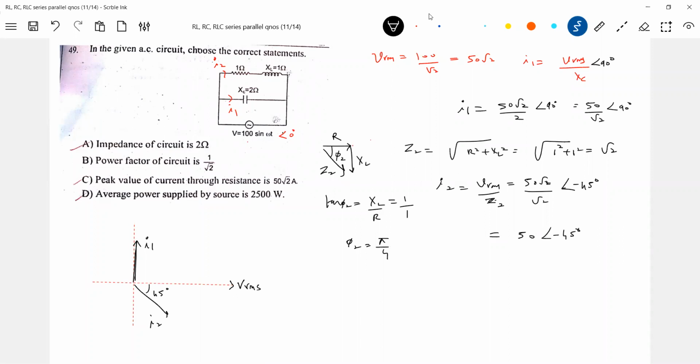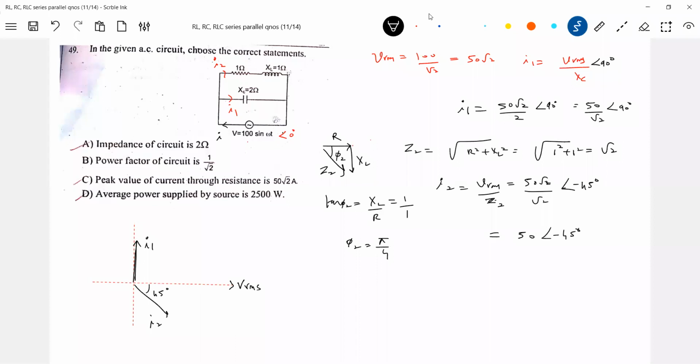So now let's calculate. What is being asked now? Impedance of the circuit. How to calculate the impedance of the circuit? We know the total applied voltage, the VRMS value, and if I can calculate the total current, then I can calculate the impedance. Magnitude of current, VRMS by IRMS, will be the impedance. Power factor of the circuit, how to bring the power factor, that also we will check. Peak value, average power.